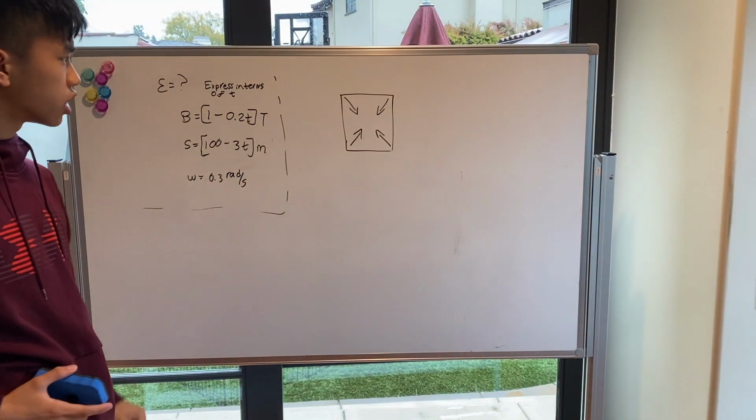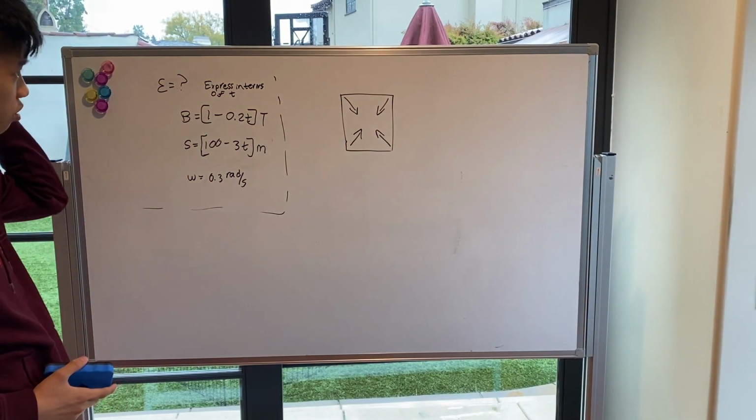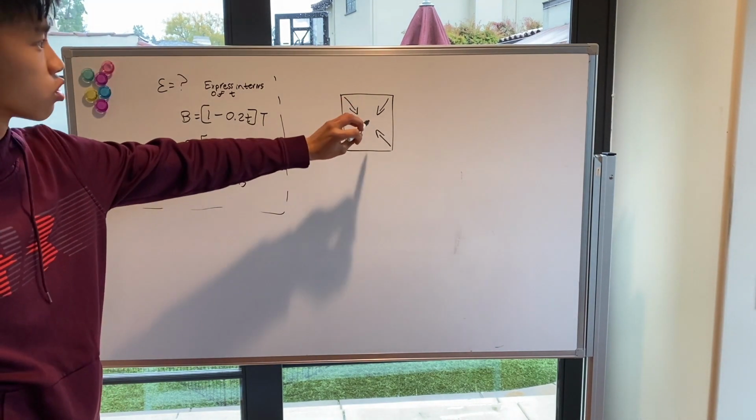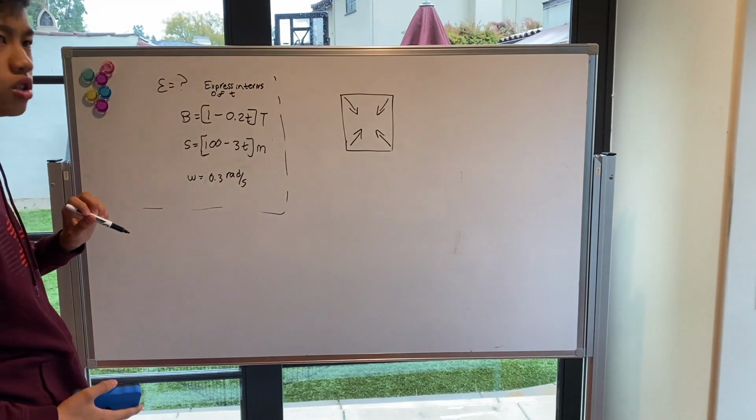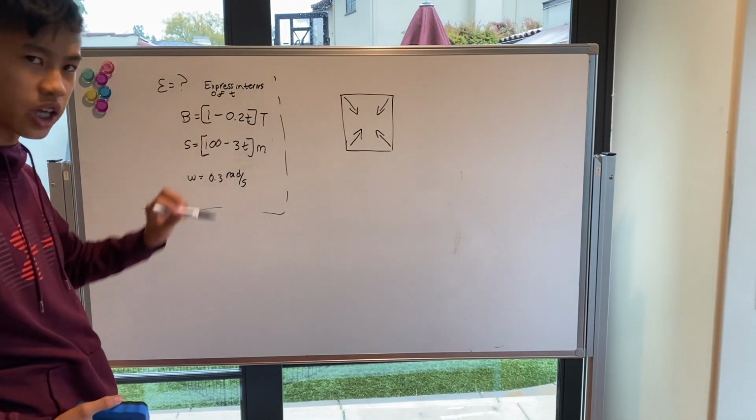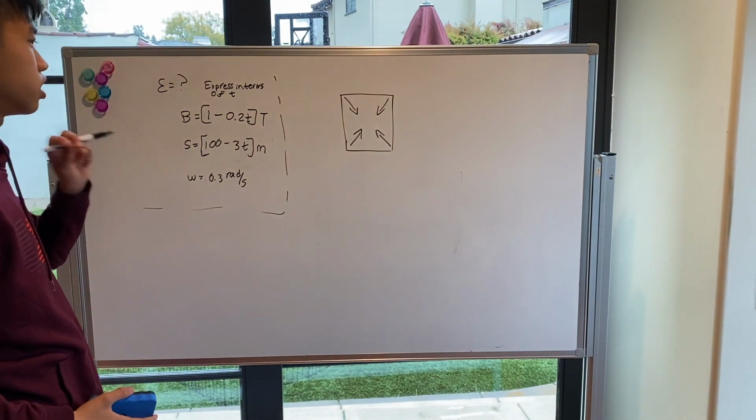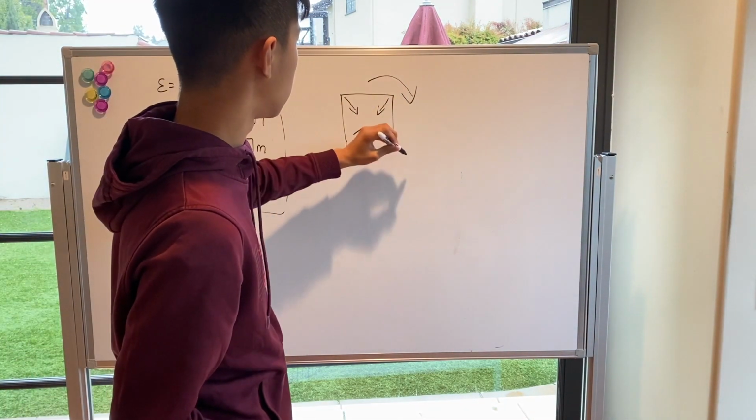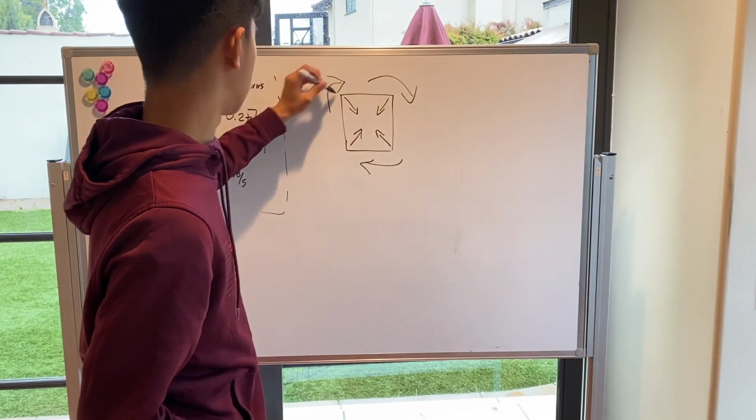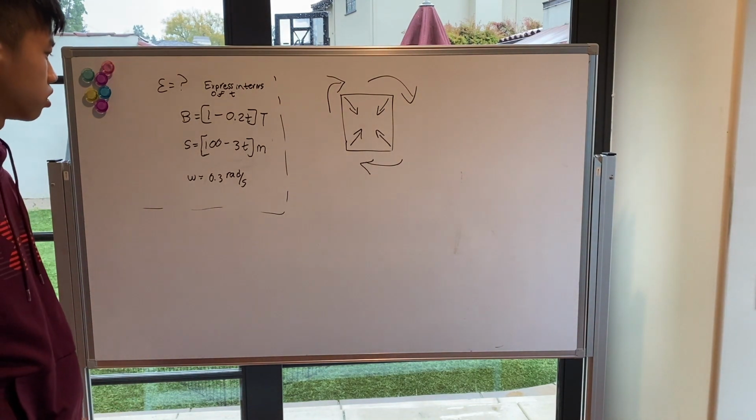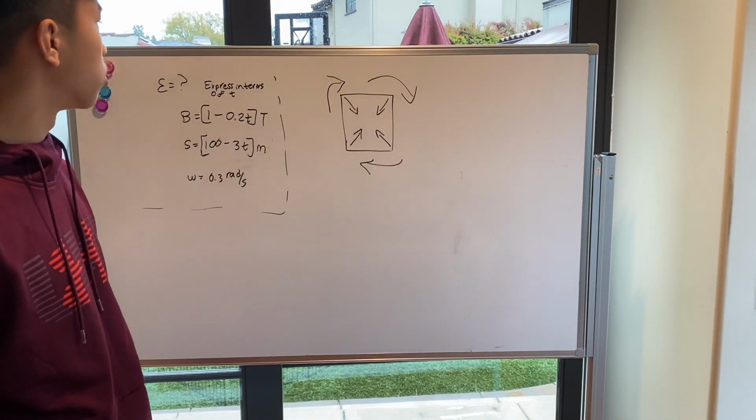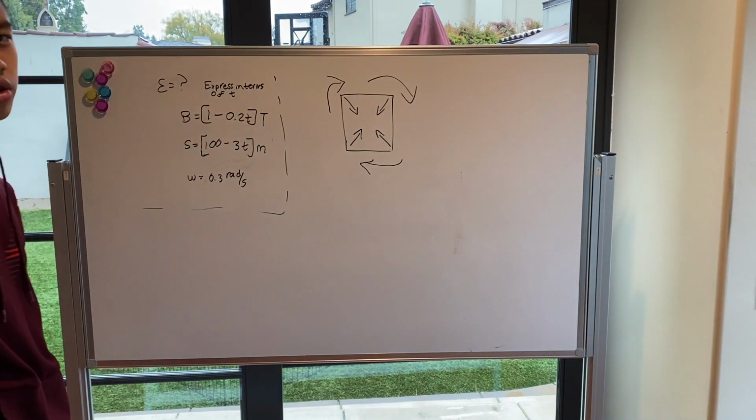So let's try a challenging problem. Let's say we have a perfect square where the magnetic field is decreasing, the side length is decreasing, and it's spinning at 0.3 radians per second. So how do we start?